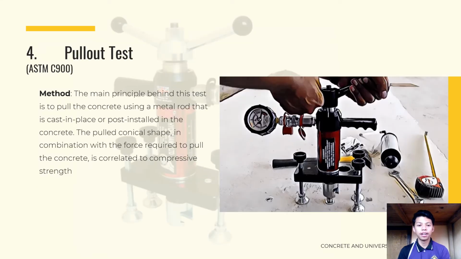Number 4. Pull-out test or ASTM C900. The main principle behind this test is to pull the concrete using a metal rod that is cast in place or post-installed in the concrete. The pulled conical shape in combination with the force required to pull the concrete is correlated to compressive strength. Sa pull-out test, minemeasure yung required force na kailangan para mag-pull out yung shape rod na nakabaon sa concrete. Pag matibay ang concrete, mas malaki yung force na kailangan at gamit ang established correlations, madedetermine natin ang strength ng concrete.